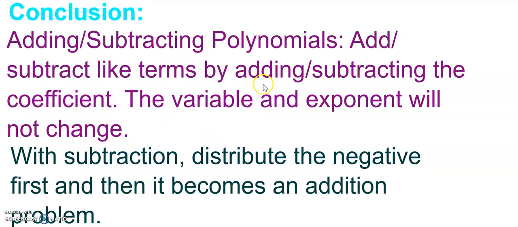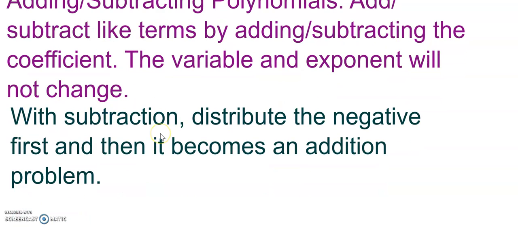Okay, to sum that up, adding and subtracting polynomials, just add and subtract the like terms by adding or subtracting the coefficients in front of the variables. The variables themselves and the exponents do not change. With subtraction, just be careful with distributing first.